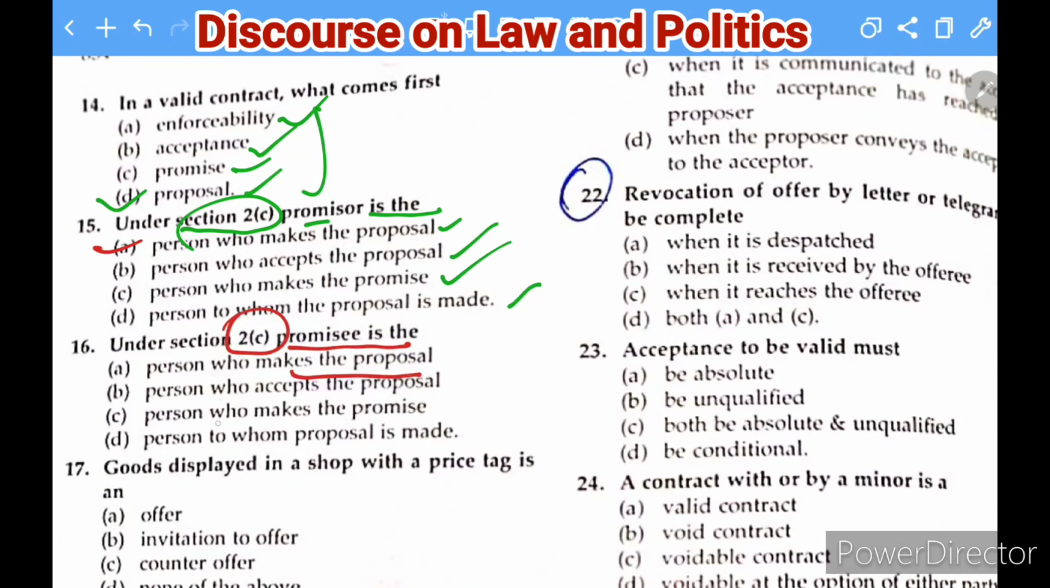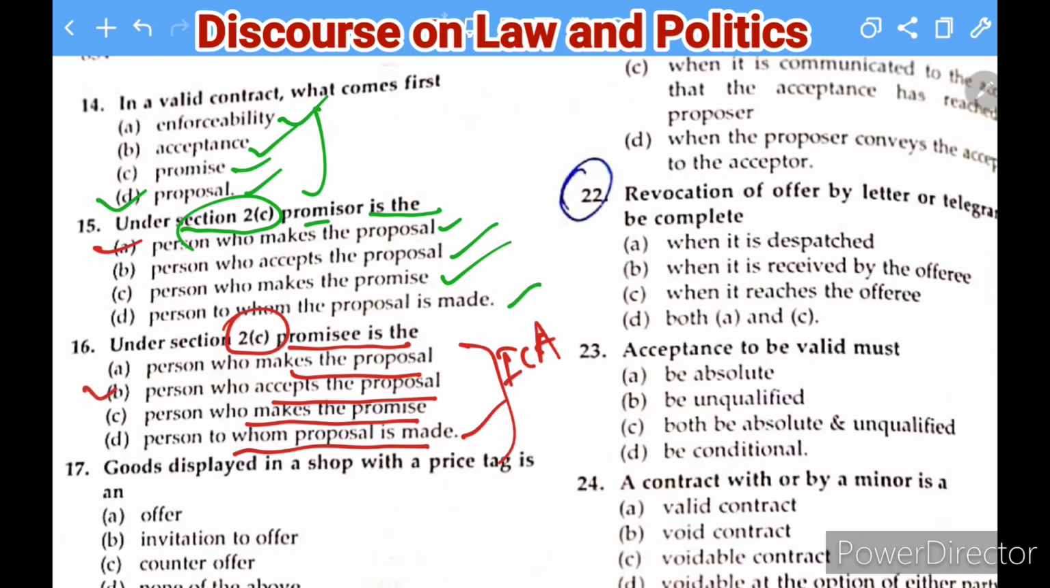Person who makes the proposal, person who accepts the proposal, person who makes the promise, person to whom proposal is made. So there are four options. So under section 2C of the Indian Contract Act, who is a promisee? Just give your answer in the comment box. Looking for your answers here. Bataiye fatafat, which is the right answer here?